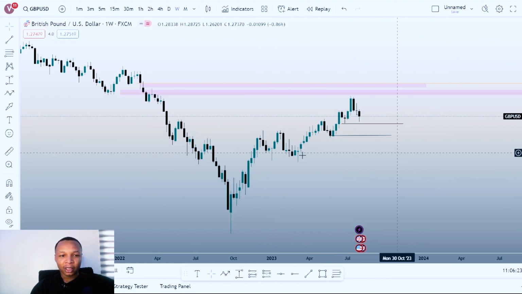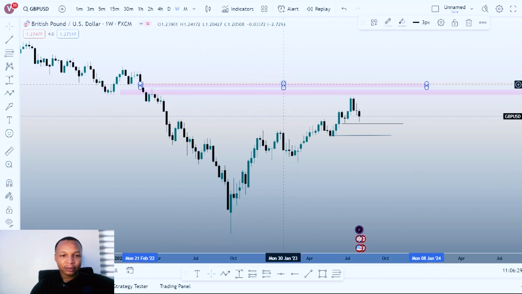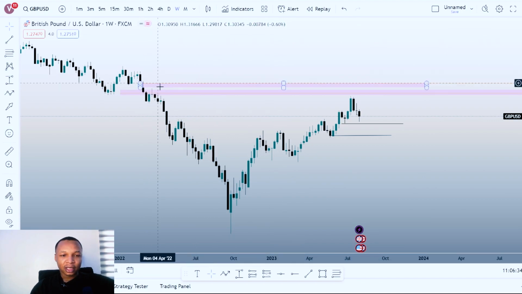Remember the monthly fair value gap, and also look at this here. Price hasn't traded into this yet. This is the candle imbalance or volume imbalance as you may call it. Volume imbalance or candle imbalance, both are saying the same thing. The close of this candle does not align with the open of this other candle here, so that gives us a volume imbalance. We want to see price on the weekly trade into these two levels.